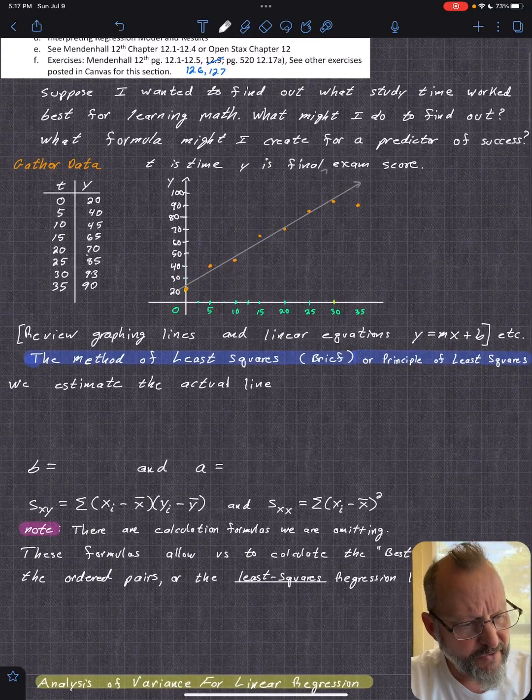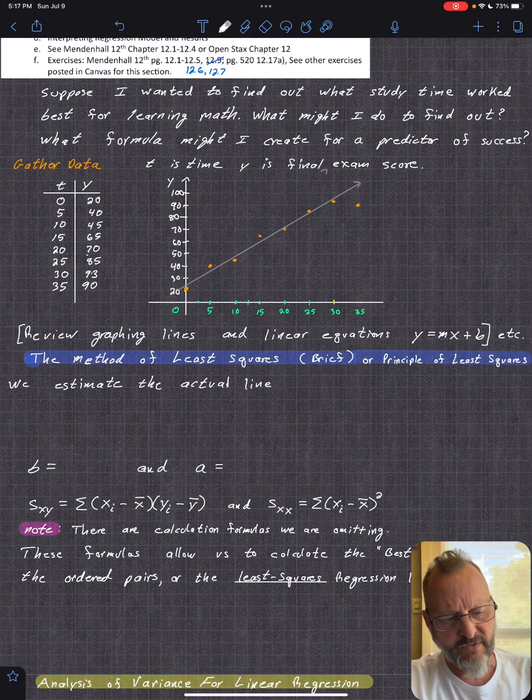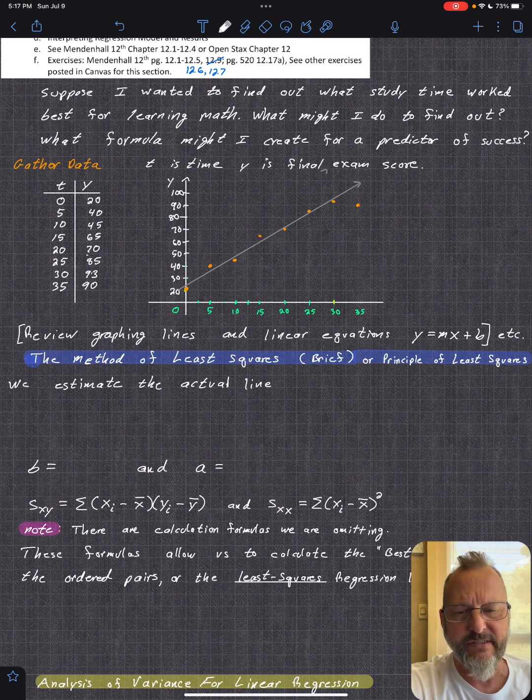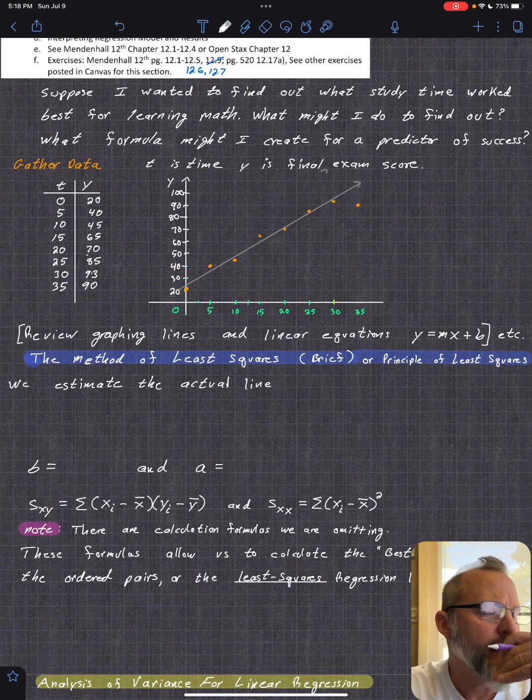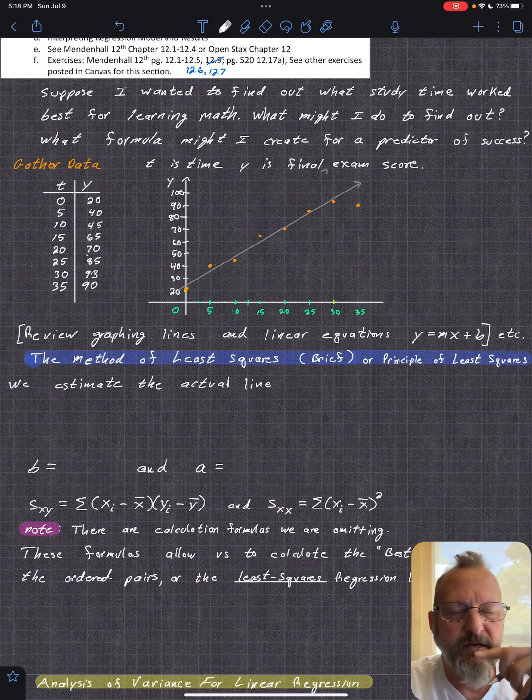If you're not familiar with graphing lines, this is when you need to do it. Just look up graphing linear equations. It needs to be at the intermediate algebra level, because sometimes you get levels that are too high or even too low.